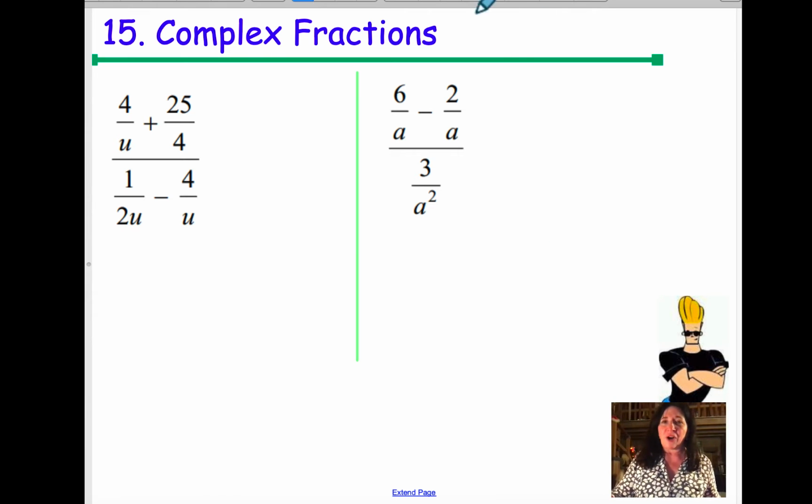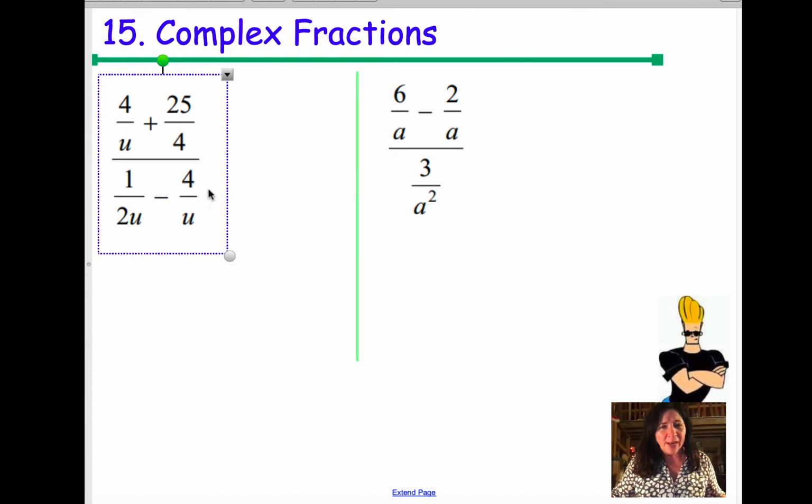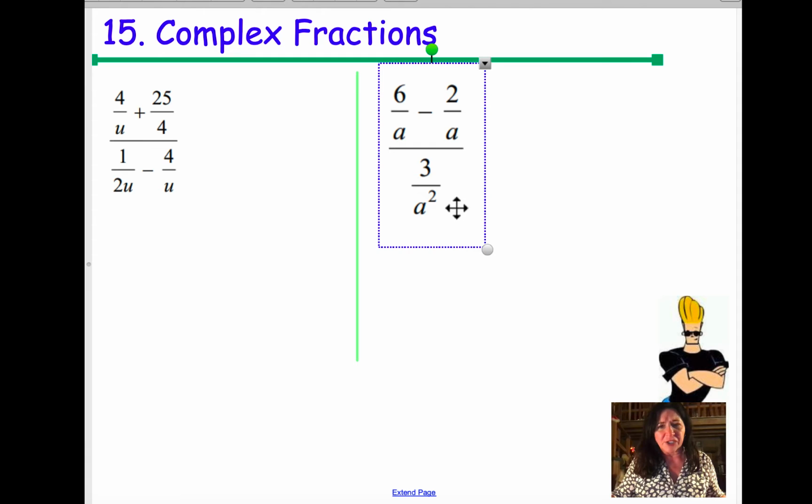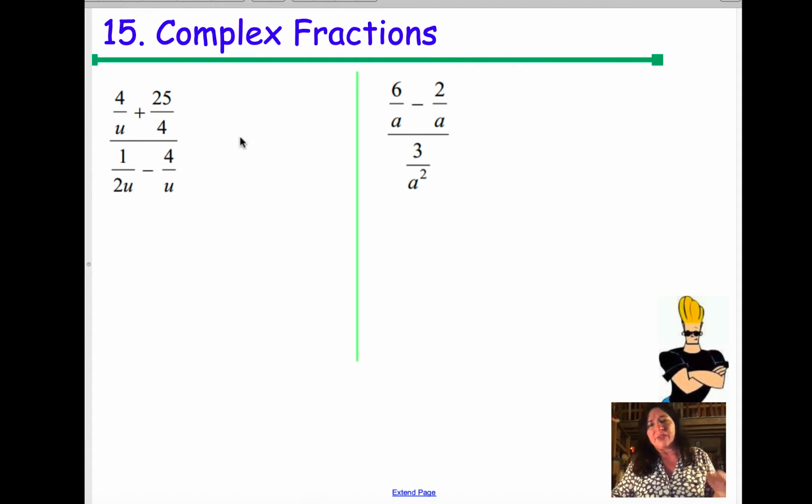Complex fractions, our favorite. Okay, so in complex fractions, what you guys need to remember is that you can only divide one term by one term. That's it. One term divided by one term. And what you're looking at here is 2 terms divided by 2 terms. Can't have that. So what you need to do, starting at the top left-hand corner, is we need to combine those 2 denominators.